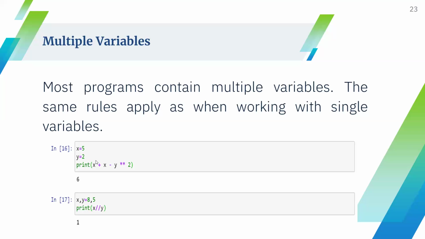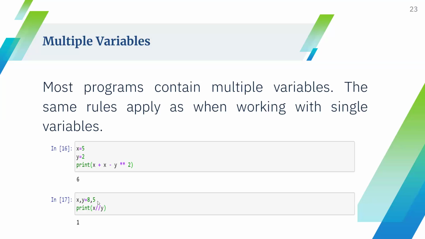Now we are going to discuss multiple variables. In other languages, we cannot assign multiple variables like x comma y equal to 8 comma 5, but it's allowed in Python. In other languages, we assign the value to each variable one by one, then perform the operation. But here it is simplified. I can assign x comma y equal to 8 comma 5, so that the interpreter understands that x equals 8 and y equals 5.